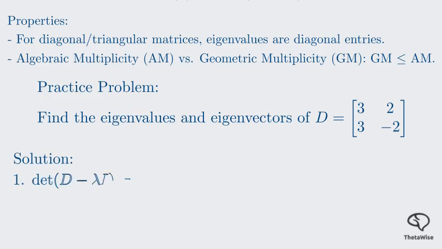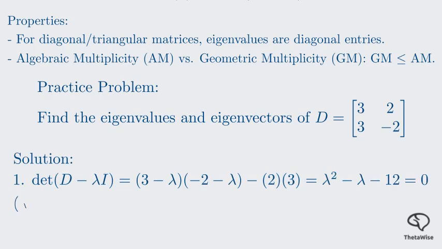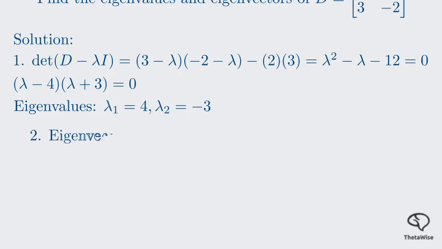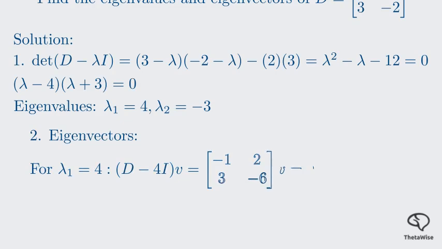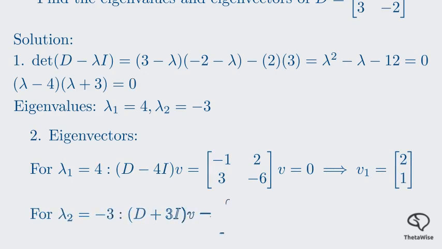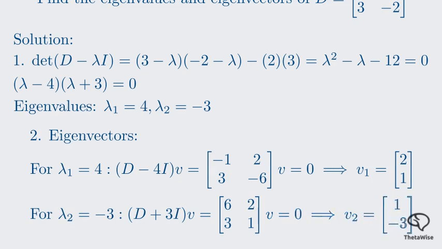First, we find the characteristic equation. The determinant of D minus lambda I equals 0. This gives us lambda squared minus lambda minus 12 equals 0, which factors into (lambda minus 4) times (lambda plus 3) equals 0. So, our eigenvalues are lambda equals 4 and lambda equals minus 3. For lambda equals 4, we solve (D minus 4I)v equals 0, which gives us the eigenvector v1 equals (2, 1). For lambda equals minus 3, we solve (D plus 3I)v equals 0, which gives us the eigenvector v2 equals (1, minus 3).